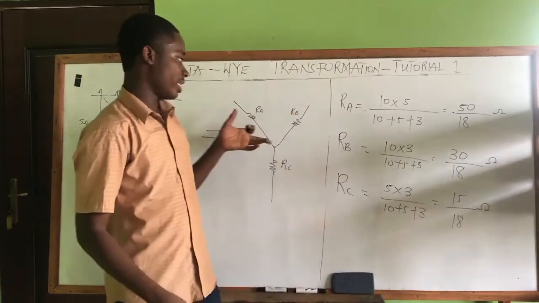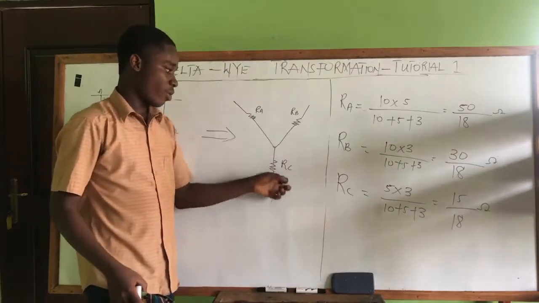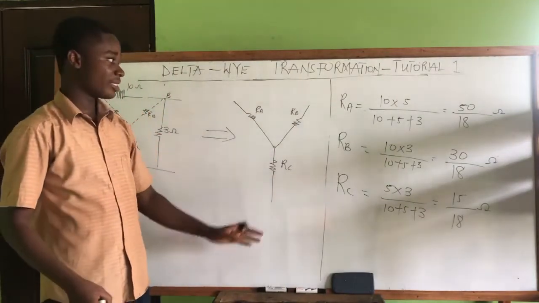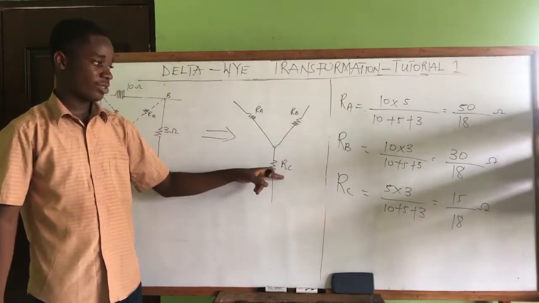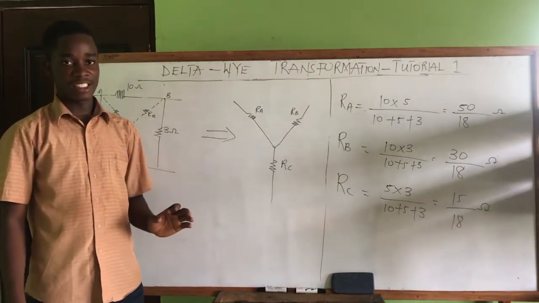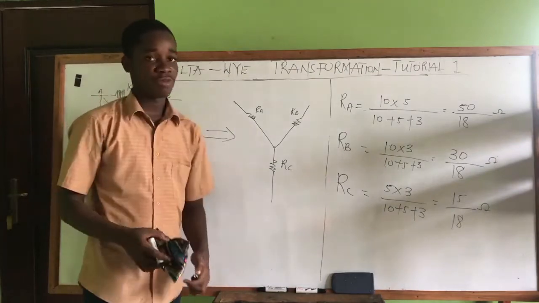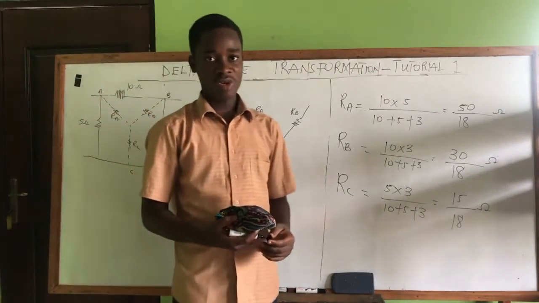So you just have to draw this and place where your value should be appropriately. Please make sure you place your RA here, your RB here, and your RC here. Don't interchange them. So this is how to transform from a delta to a Y.